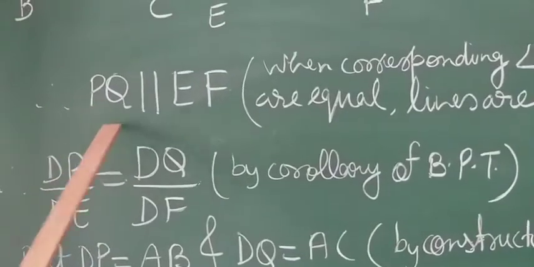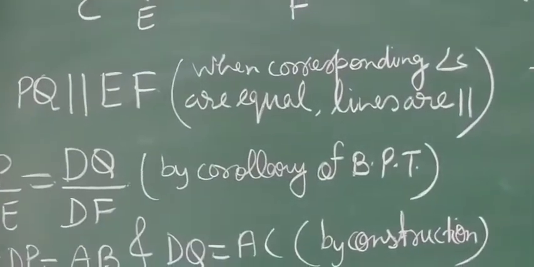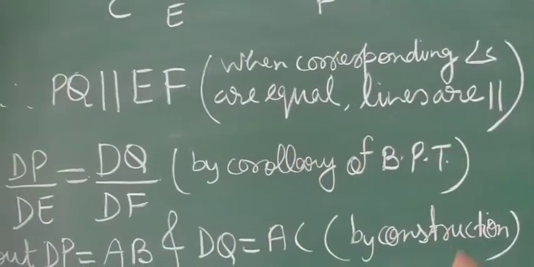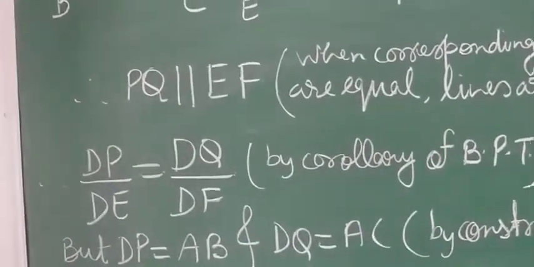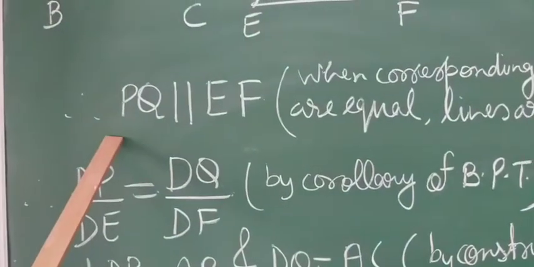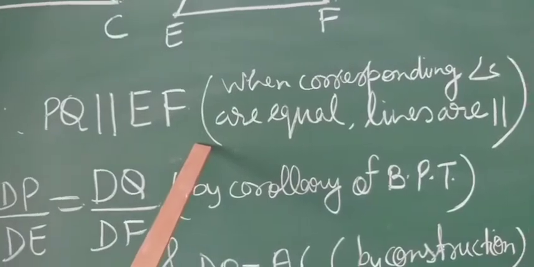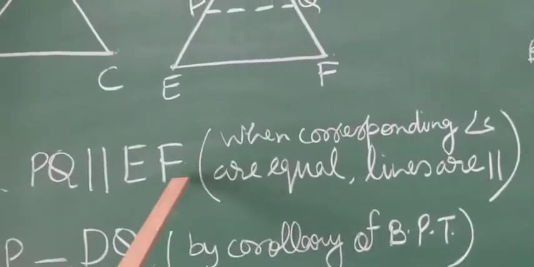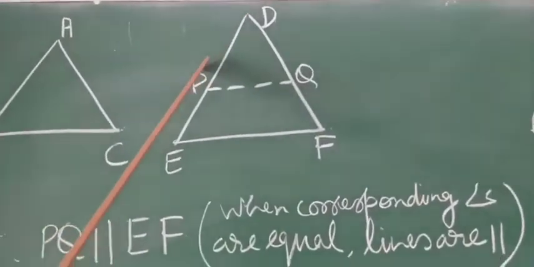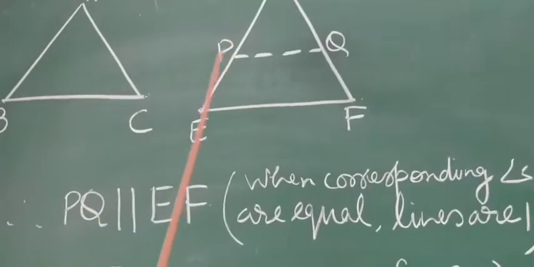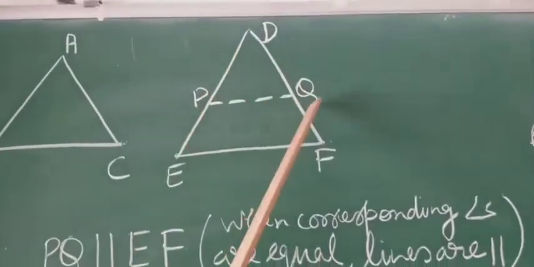Therefore, PQ parallel to EF. When corresponding angles are equal, lines are parallel. So students, PQ parallel to EF. So we can use BPT. So we can write DP upon DE equals DQ upon DF.